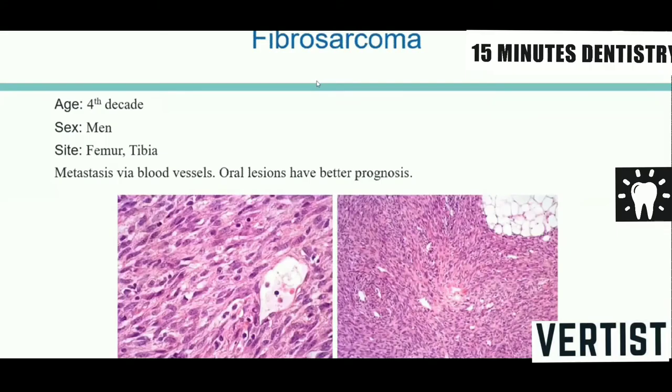Fibrosarcomas are malignant tumors of the mesenchymal origin, commonly occurring in the long bones. In the jaws, they occur more in the mandible and in men than the females. They metastasize via blood vessels, and oral lesions have a better prognosis than the long bone lesions. Histopathologically, they are categorized as spindle cell lesions, where the spindle cells are arranged in short fascicles showing a typical herringbone pattern.